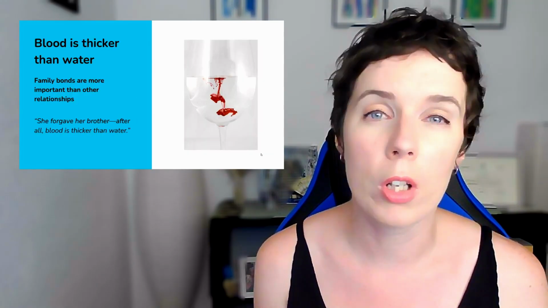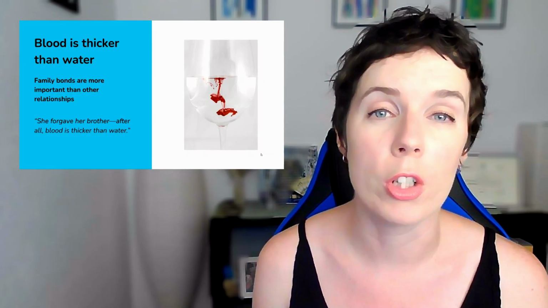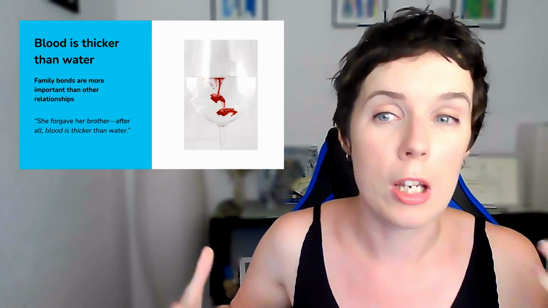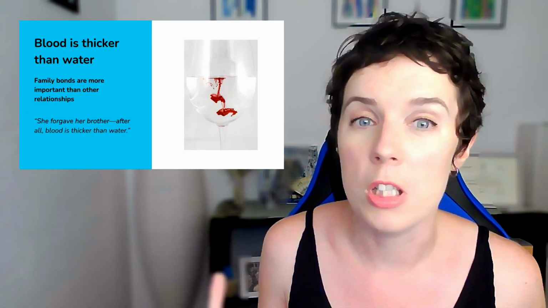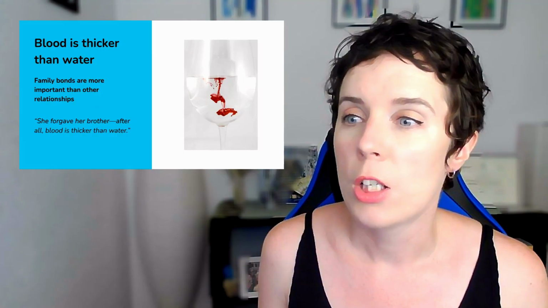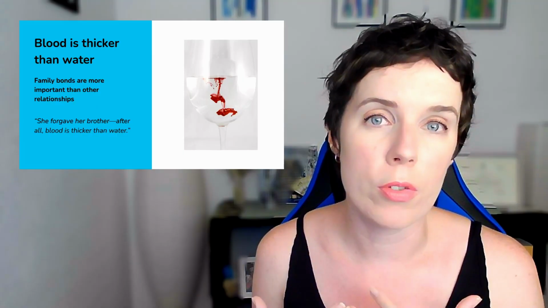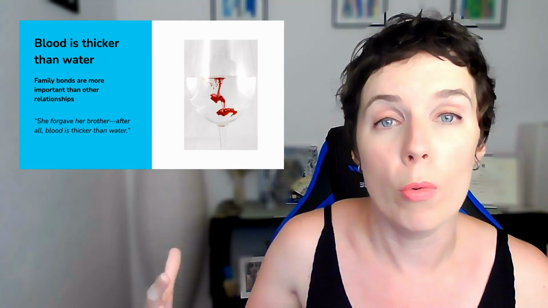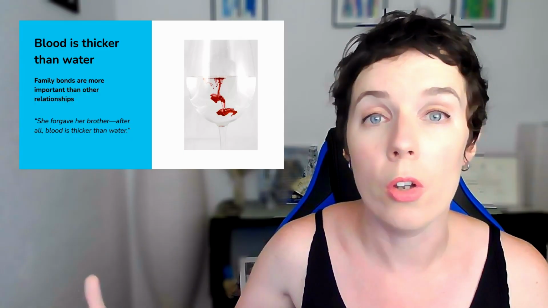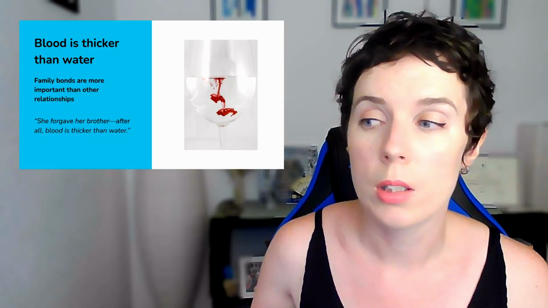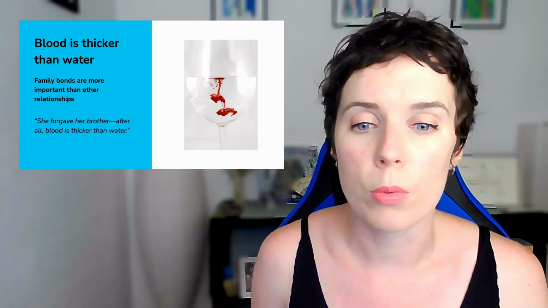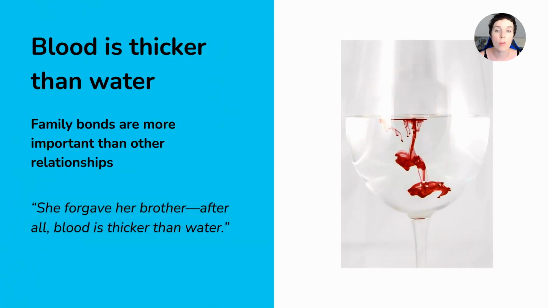Moving on, blood is thicker than water. This is very, very common collocation / idiom, if you want to call it that. Just meaning that family bonds or family relationships are more important than other relationships. Okay, you could say, for example, she forgave her brother. After all, blood is thicker than water.